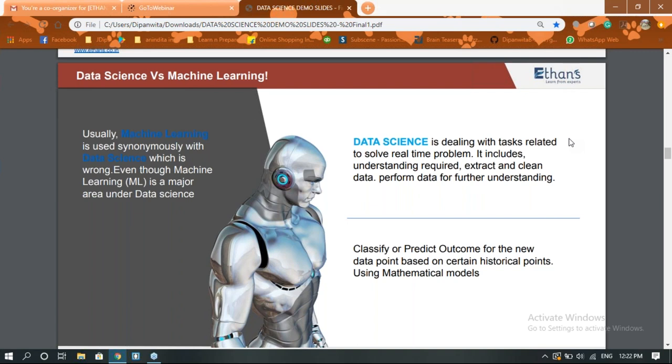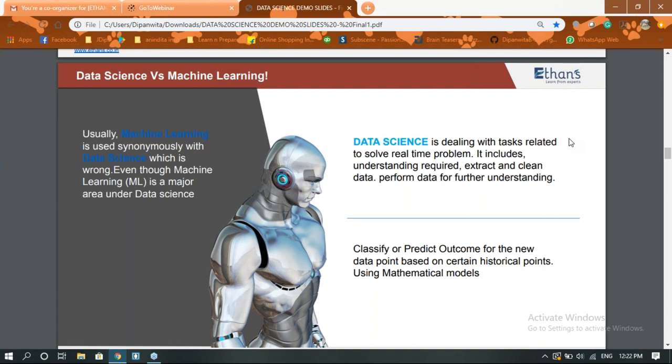It helps us deal with all the tasks related to solving real-time problems related to data, which we can only do with a good understanding of data. We can use different models, different approaches, different tools, but we are trying to solve a real-time business problem that could only be driven through data. And this study together we call data science.